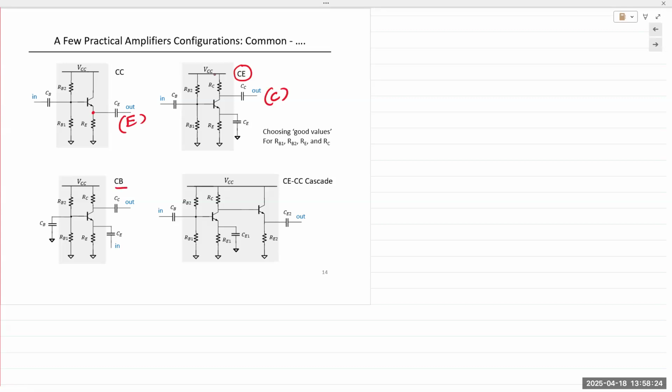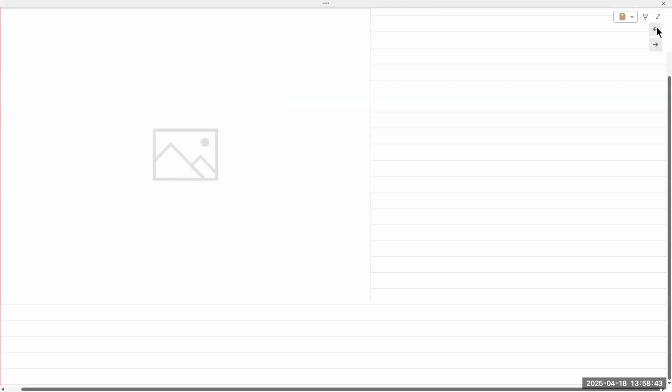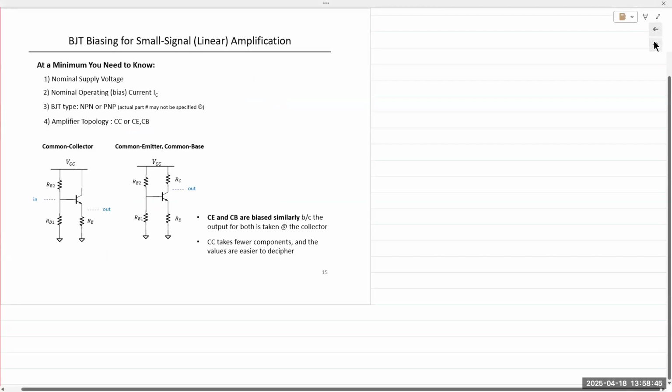Common base, again, not very practical just by the design itself. It does find a few applications. And the base simply means it's common to both the input and the output side. Okay. And I believe biasing for linear amplification, that's fine.